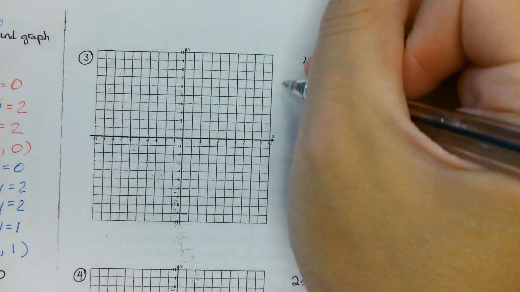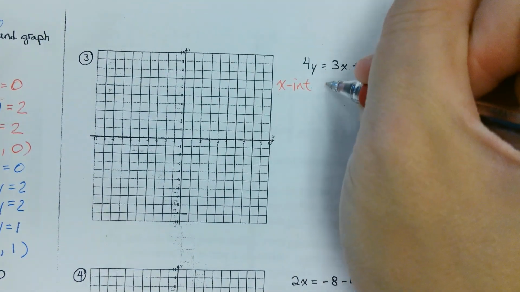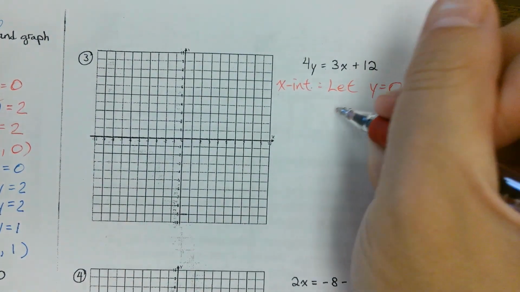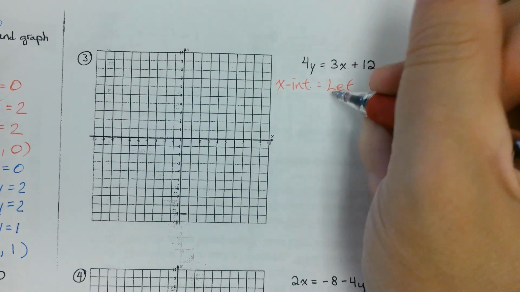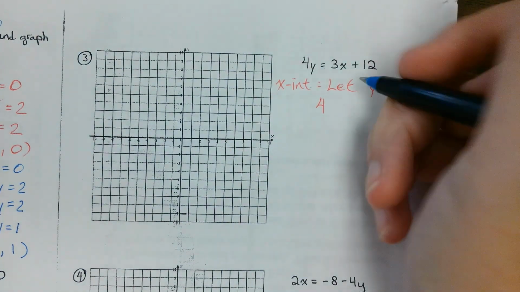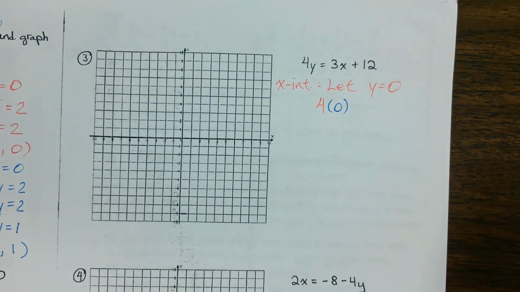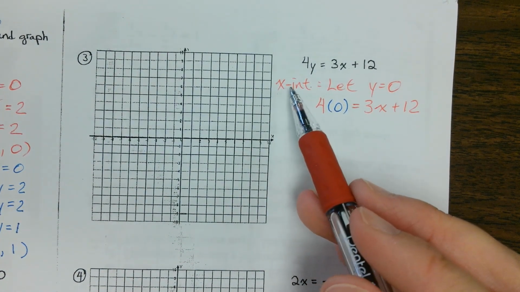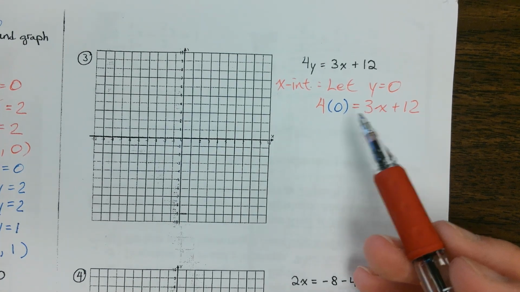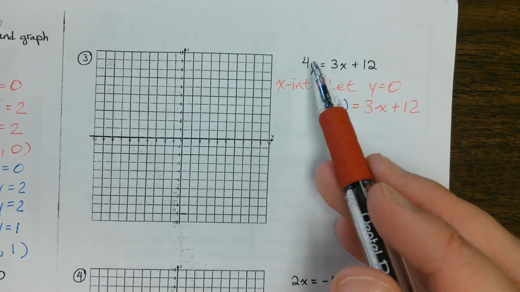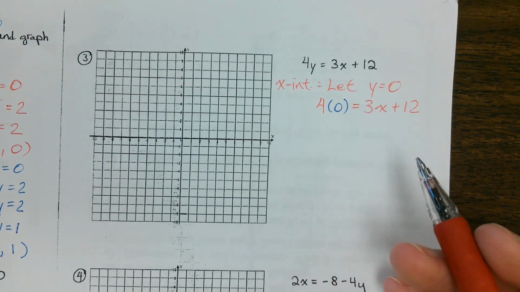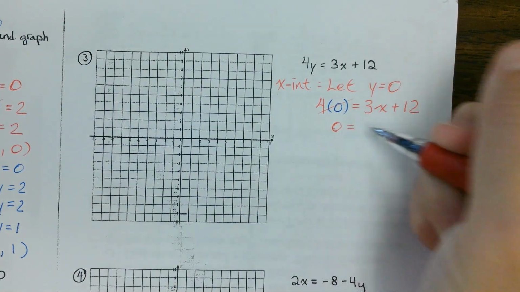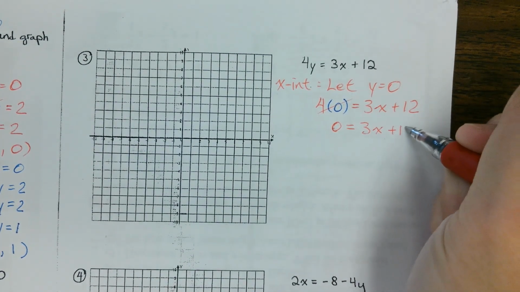Right, x-intercept. Same idea, x-intercept, let y equal 0. So 4 times 0 equals 3x plus 12. Remember, to find the x-intercept, you're trying to solve for x. So you're letting y be 0. Anything times 0, it's 0. So 0 equals 3x plus 12.